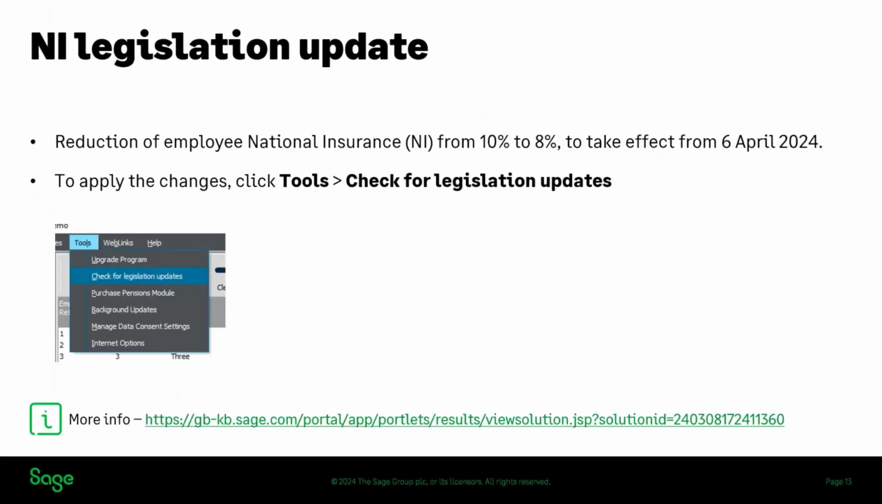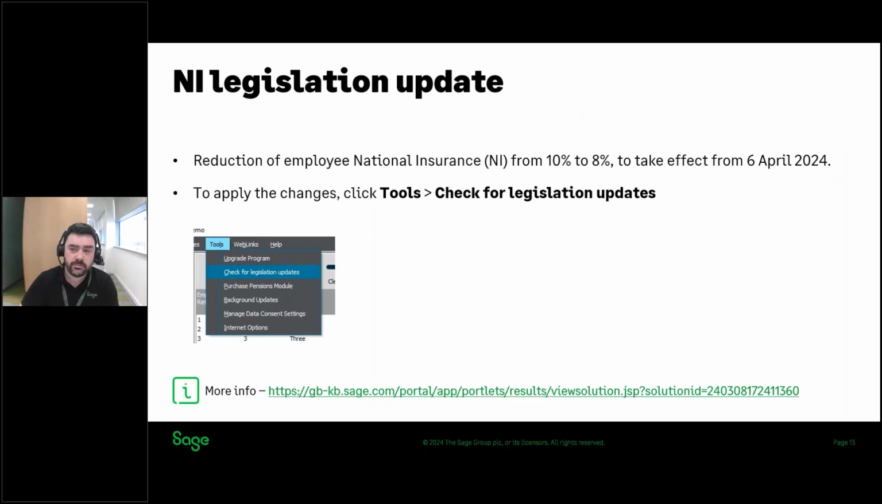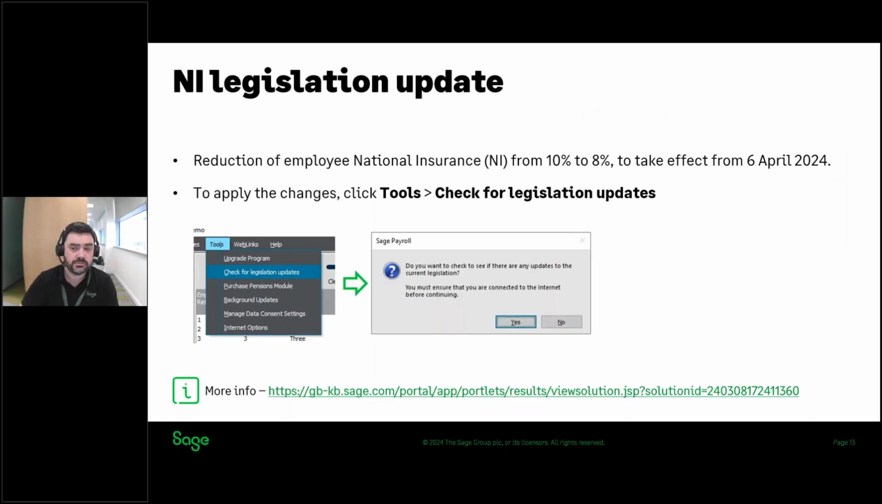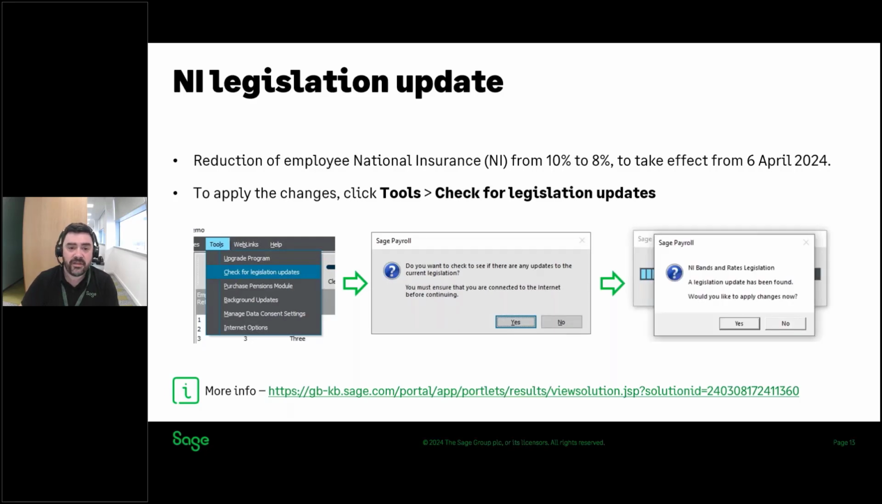So we've seen there how to apply the legislation update. Super important you do this as soon as possible. So go to Tools, check for legislation updates and apply those changes. And if you are multi-company, try to do this logged in as a user that has access to other companies as well. And make sure you print the log file so you know which of your companies were updated and which you'll need to log into separately.